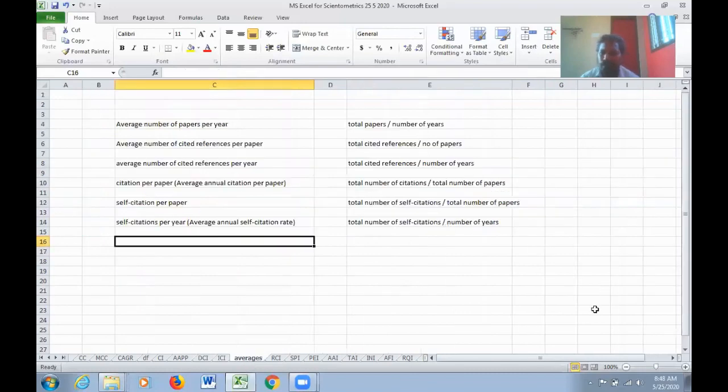Then comes averages. You can cover a lot of averages. Average number of papers per year, average number of cited references per paper per year, fine. Citation per paper, self-citation per paper, self-citations per year, simple calculations. And if you can calculate total number of papers and total number of years, then you can calculate average number of papers per year. Very simple in MS Excel. So MS Excel can be used to calculate even this kind of very simple calculations too. Then let me go further.